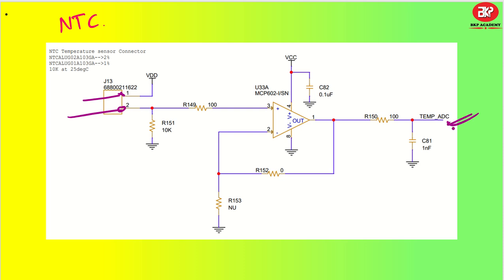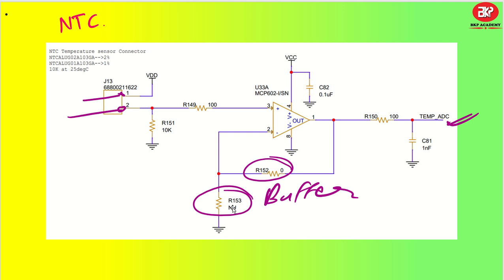As you can see, I have given an option for amplification as well. If this is not enough voltage level, then we can go ahead with the amplification process. Otherwise, you directly connect the negative input to the output, so that it acts as a buffer. Right now this is acting as a buffer because this is not used, and this is 0 ohm. So it is directly connected to this. So it is acting as a buffer and then filter. I hope you have a good understanding of NTC as well.